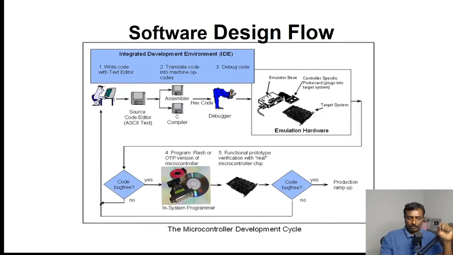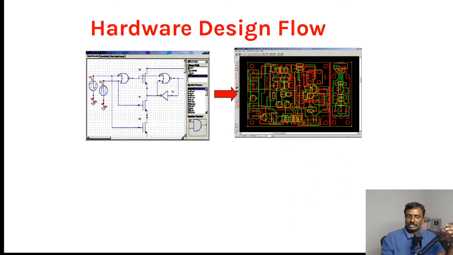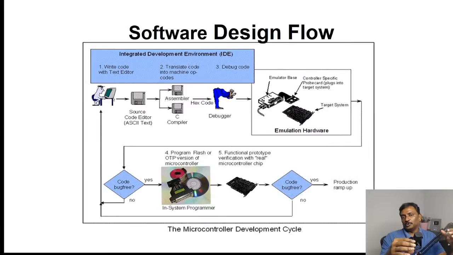Let me just repeat the hardware design flow and software design flow. In the hardware design flow, you have schematics, where you draw the schematics on the software, and layout design, where you create footprints and do the layout, and finally you fabricate the board. Once the fabrication is done, then you have to write the code for that, by using the editor window.